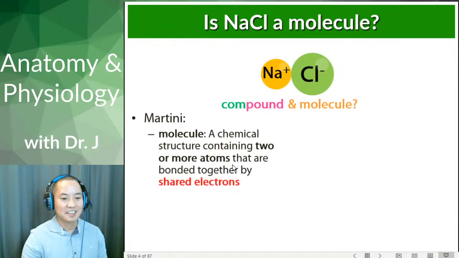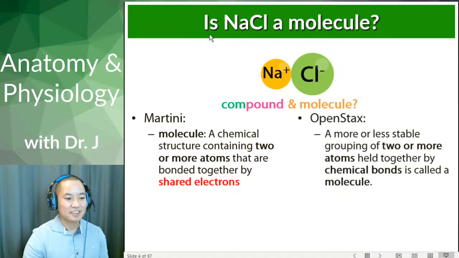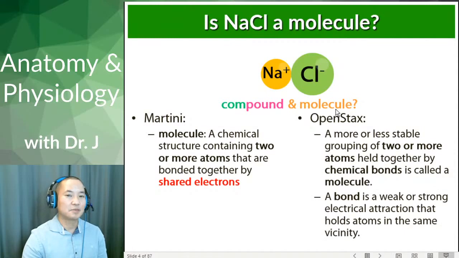So the Martini says that a molecule has to be a chemical structure containing two or more atoms that are bonded together by sharing electrons. Now, OpenStax, on the other hand, goes a little more roundabout, saying two or more atoms held together by chemical bonds. That's what you call a molecule. And a bond is a weak or strong electrical attraction that holds atoms in the same vicinity.